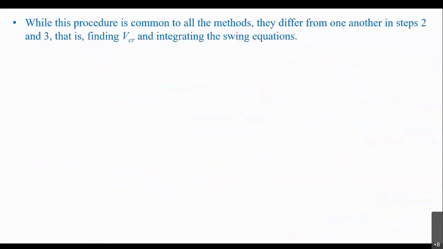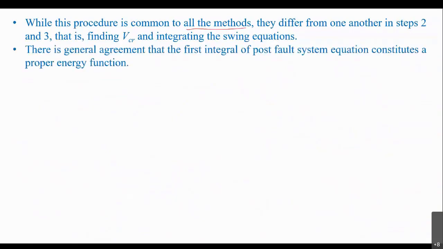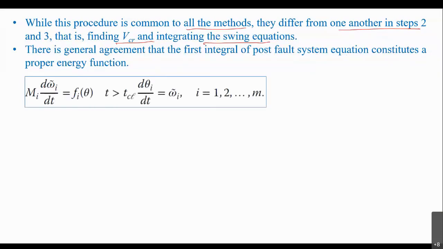While this procedure is common to all the methods, they differ from one another in steps 2 and 3, that is, finding VCR and integrating the swing equations to find TCR. These are the different aspects. There is general agreement that the first integral of the post-fault system equation constitutes a proper energy function.